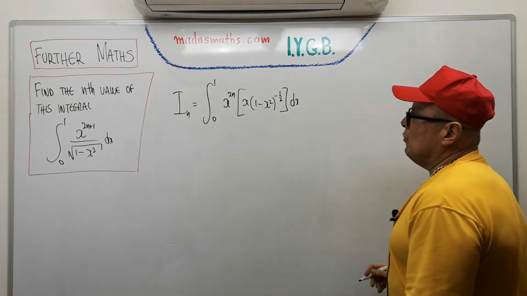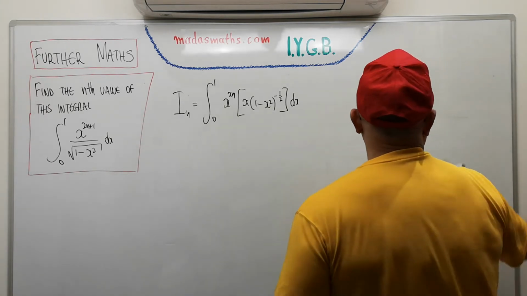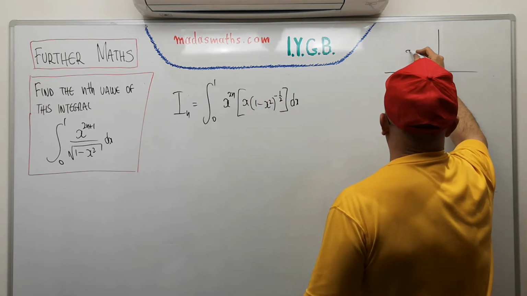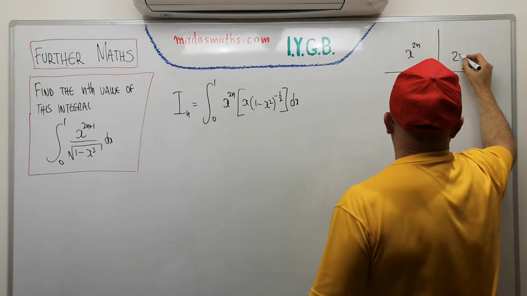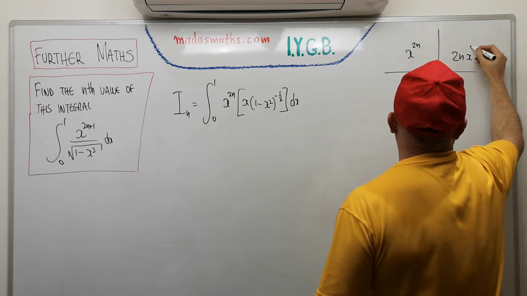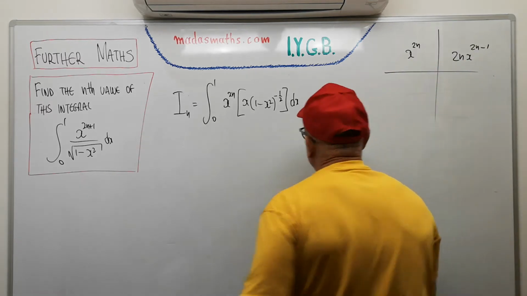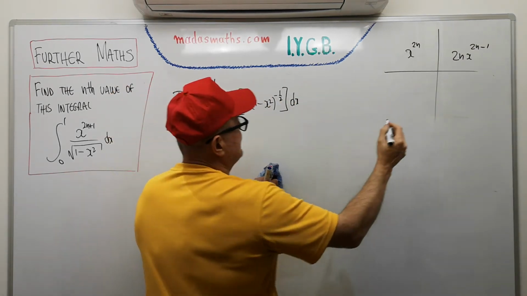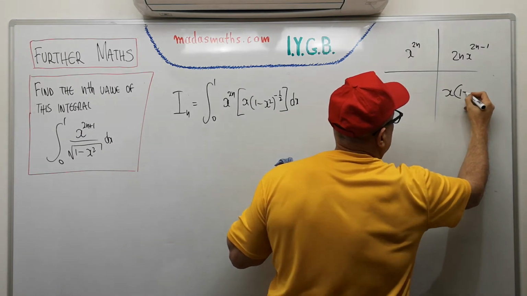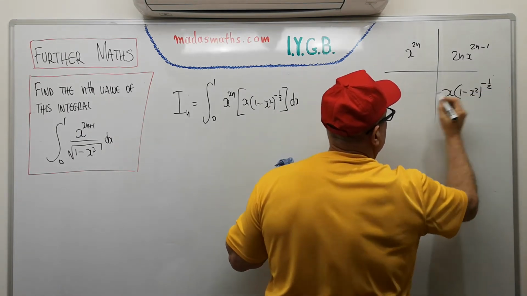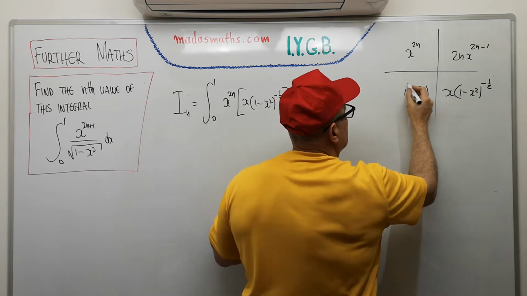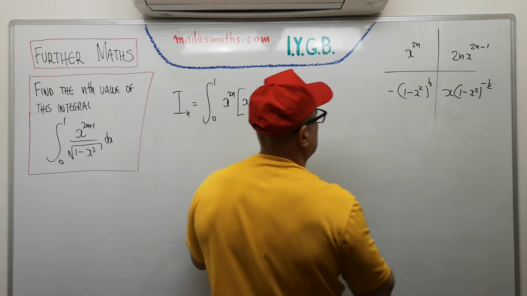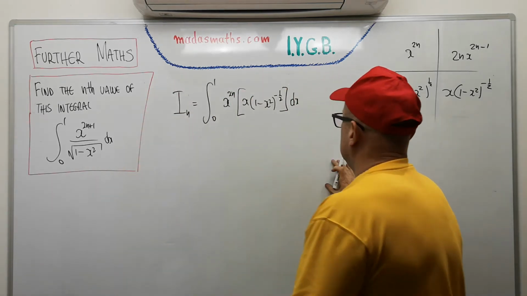And from there is, of course, the usual integration by parts. I'm going to differentiate the x to the power of 2n. So that's 2n x to the power of 2n minus 1. And I'm going to integrate this quantity. That's why I put the x there. So that is x times 1 minus x squared to the power of minus a half, which comes from 1 minus x squared to the power of positive half. The half times 2 cancels. It's just the minus that I need to take care of. So this is all I've got up there.